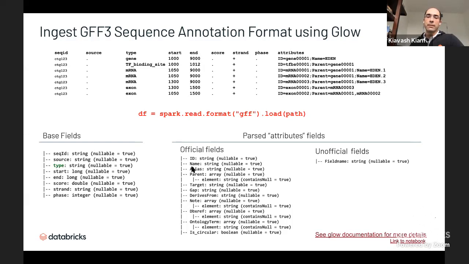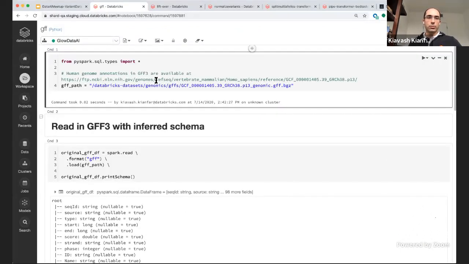Some of these tags have been defined in the GFF3 standard to be the so-called official fields, and we retrieve them with the proper types, and even if they are array formats, we retrieve them as arrays. And then you can have your own fields as well, which we just parse as string columns and add to the data frame. So I can quickly show this to you in a demo notebook.